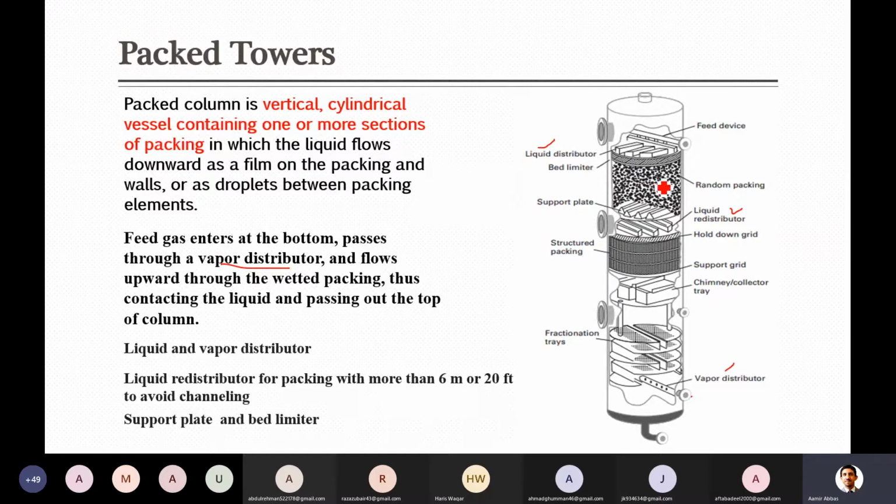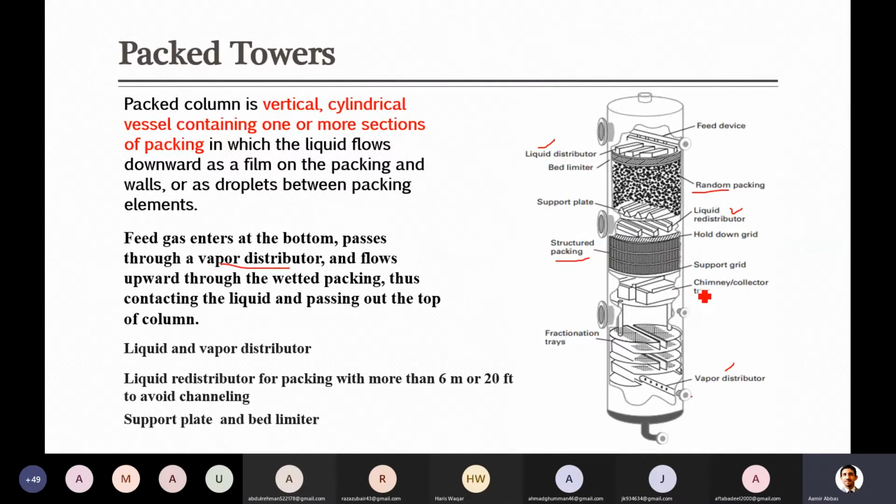Here in this diagram, two types of packing are shown. I will talk about them in the next slide: random packing and structured packing. There are various types of packing, so we will talk about these in detail. The support grid and bed limiter are somehow the same thing, they support the bed against movement.